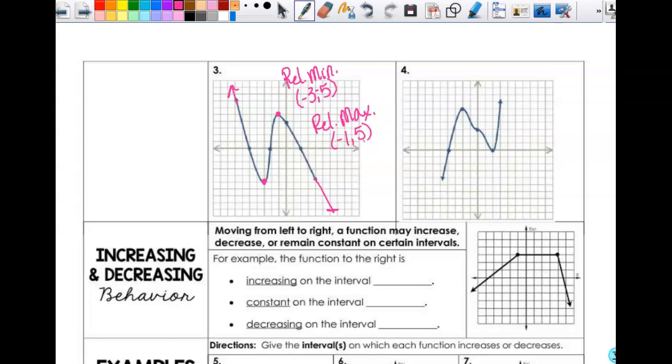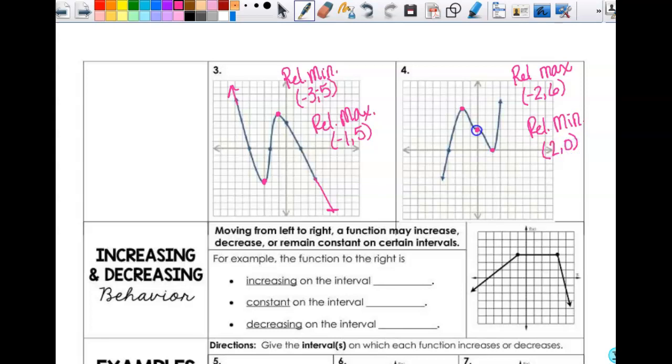All right, so on number 4, I have 3 critical points. So pause, see if you can figure out what they are, and label them. This one, this one, this one. So again, these max and mins, they're not absolute. So this is going to be a relative max at (-2, 6). Then I have a relative min at (2, 0).